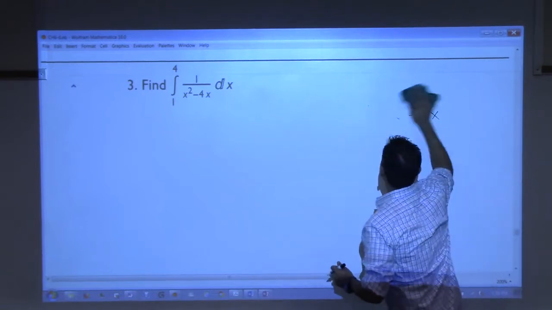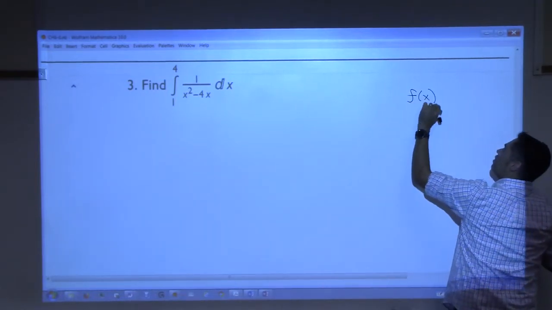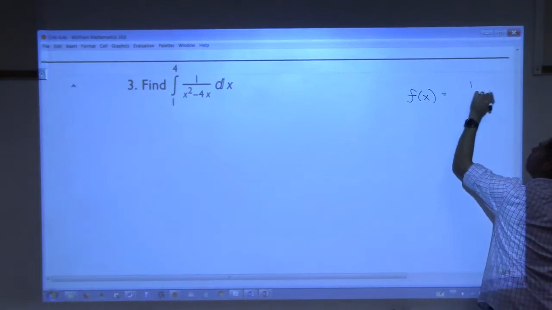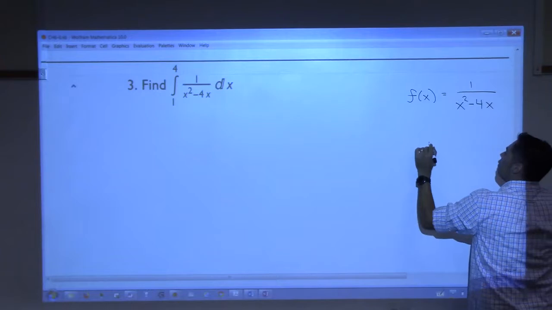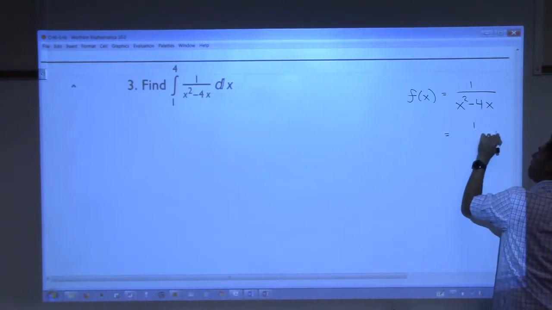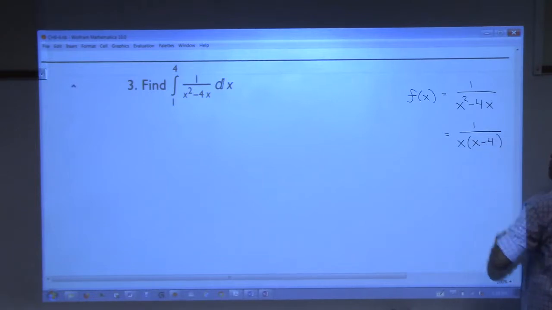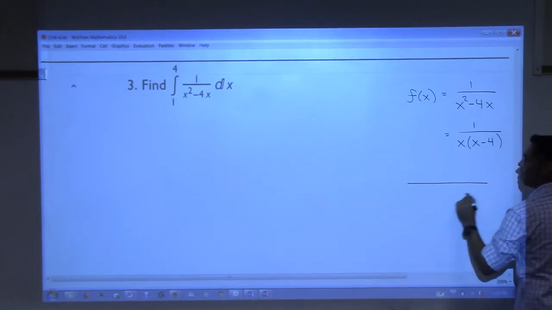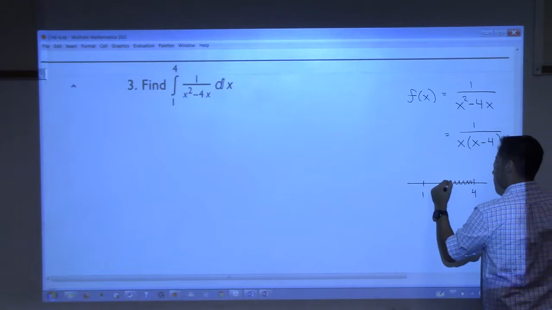Okay, so let me check that. Let's take a look at the integrand. The integrand f of x is 1 over x squared minus 4x. So let me factor the bottom. Pull an x out, we get x minus 4, like that. And let's take a look at the interval that we're integrating over. We're going from 1 to 4, right? So we're looking in here.